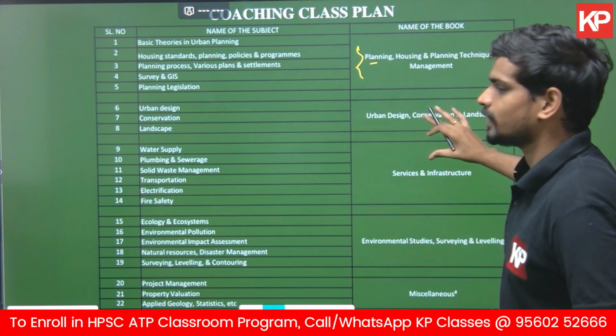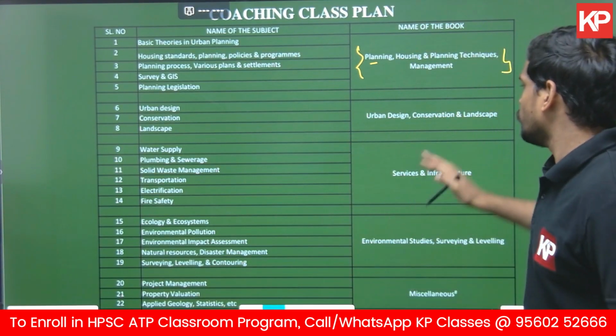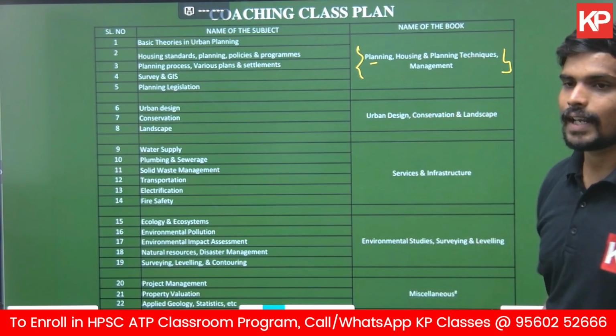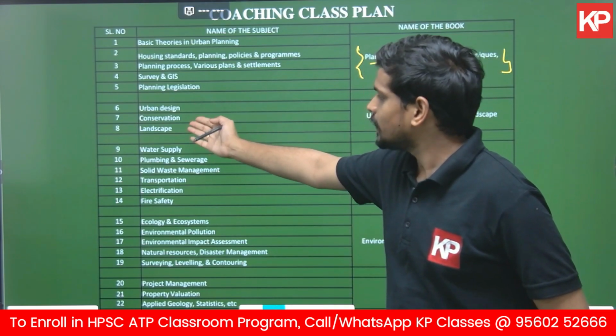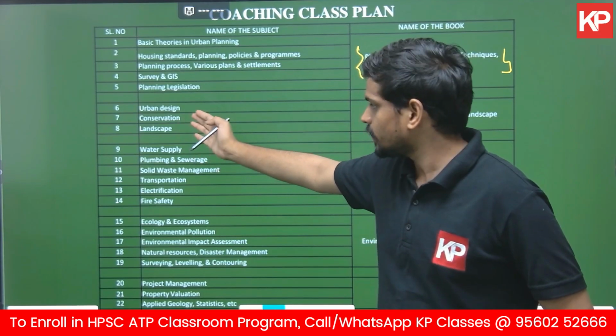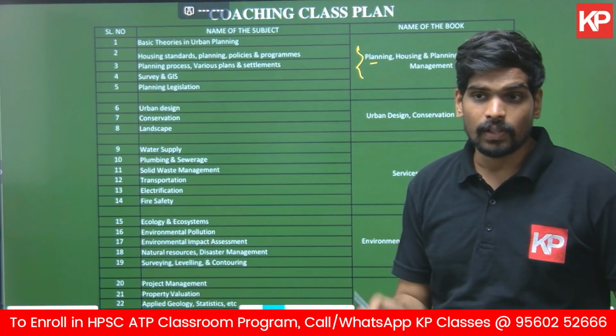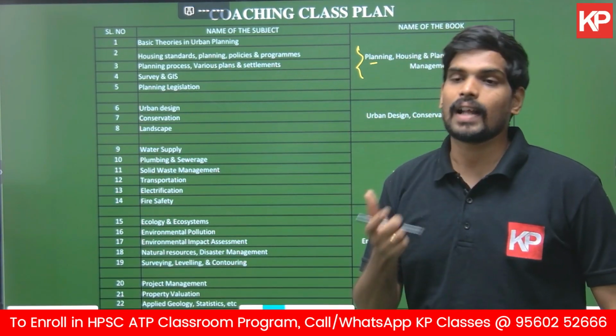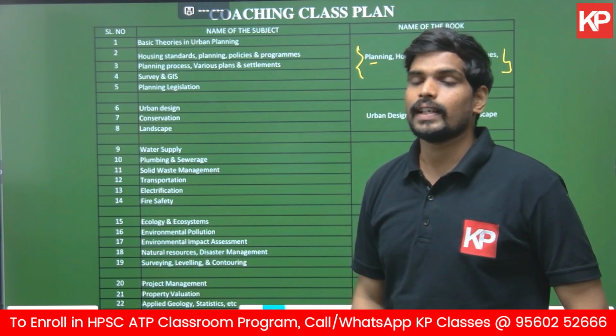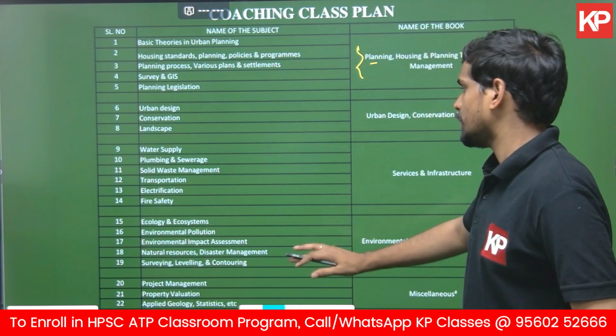Then you have the second module, which will include urban design, conservation and landscape, under which you have these 3 subjects mainly: urban design, design theories, conservation and also landscape. These were a part of the 2019 syllabus. Questions were asked from these topics also in the 2019 ATP examination by HPSC.